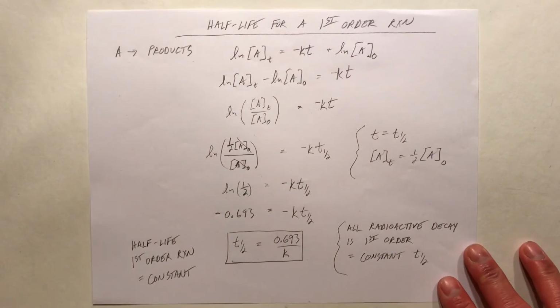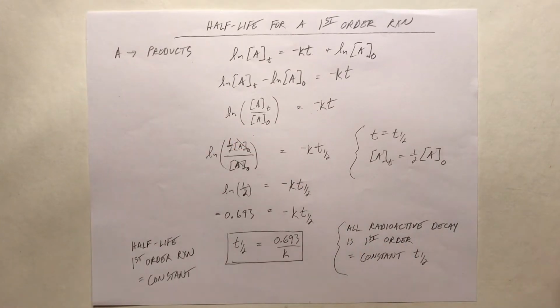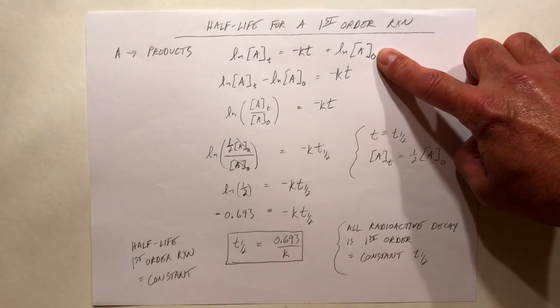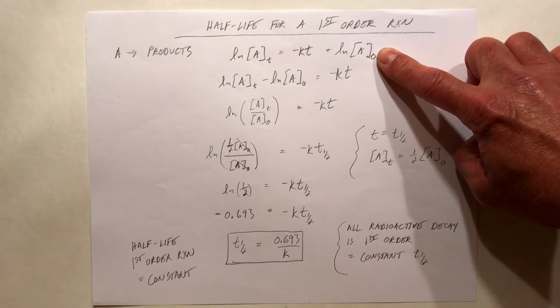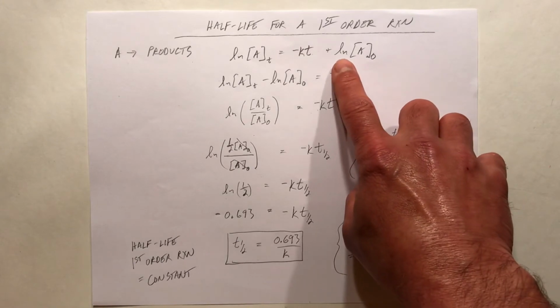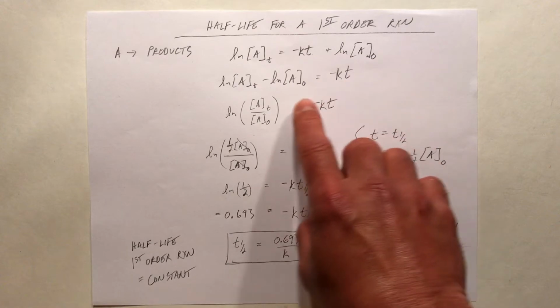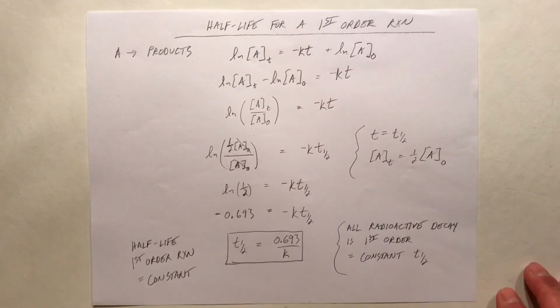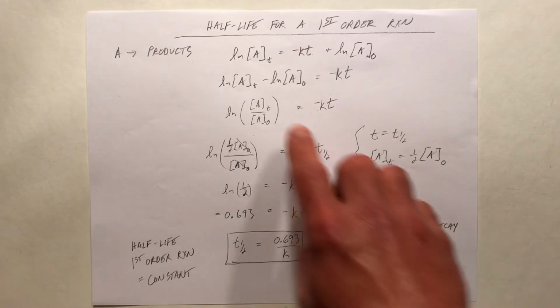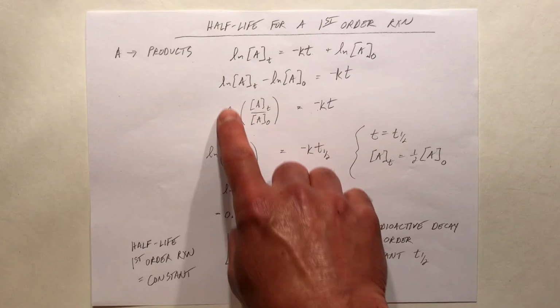So the half-life for a first-order reaction, where we have a single reactant A forming products, starts with the integrated rate law for a first-order reaction. Let's just rearrange this by subtracting the natural log of concentration of A at time 0 from both sides, so it moves over to the left. And then let's change this expression so it looks like this.